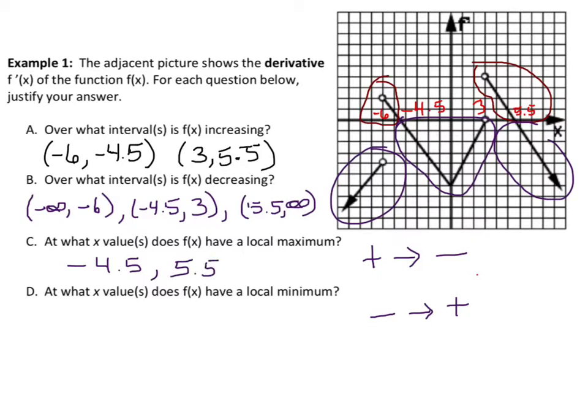Now, at what x values does it have a local minimum? Well, where does it go from negative to positive? In this case, at -6, it goes from negative to positive, as we see right about in this area. So -6. And then the other local minimum, of course, would be in this area down here at 3. So -6 and 3 would be the local minimum. So this should answer our questions for this first example.